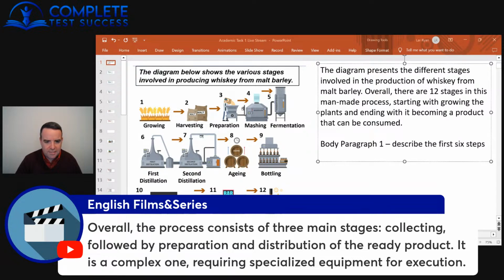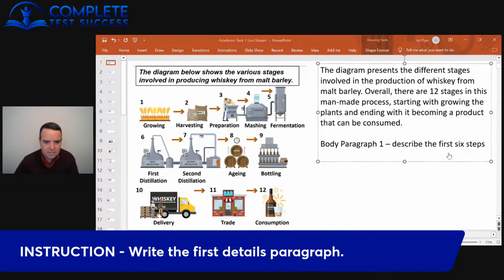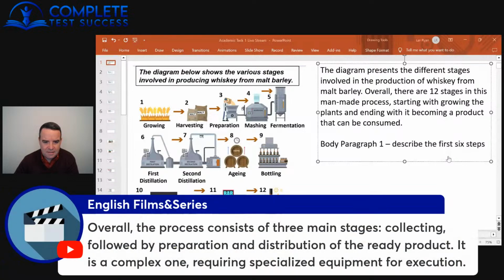"Collecting followed by preparation and distribution." I wouldn't, because the problem then is you're creating something that the diagram doesn't show. You're trying to group them into collecting, which would be the first 2, and then preparation, which would be the next, what, 1, 2, 3, 4, 5, 6, 7, and then distribution will be the last 3. I see what you're doing. It's okay.